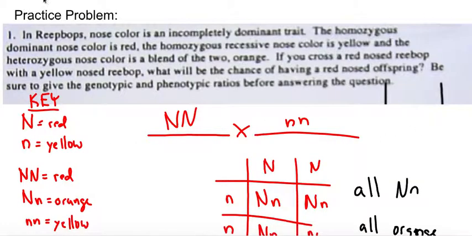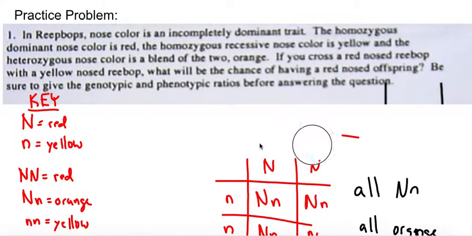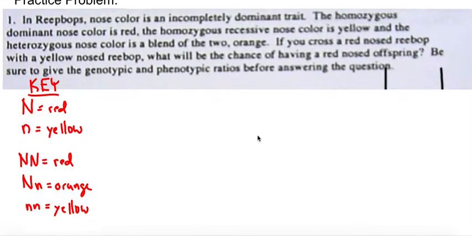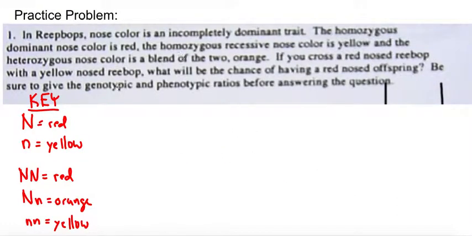Let's try an example real quick. In this example, it says in Rebop's, nose color is an incompletely dominant trait. The homozygous dominant nose color is red. Homozygous recessive nose color is yellow, and the heterozygous nose color is a blend between the two, orange. What I did over here is I just wrote down all the information that they gave me at first. I made a key.